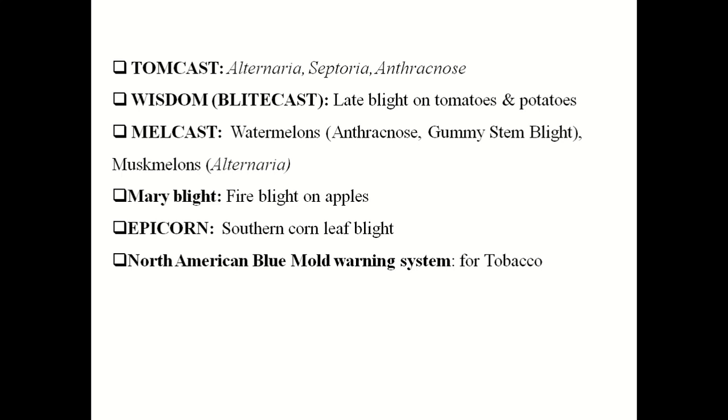MELCAST, for the forecasting of disease in the cucurbitaceous crops, watermelon and muskmelon, that include anthracnose, gummy stem blight and Alternaria. MARYBLYT model for the forecasting of fire blight in apple. EPICORN, forecasting of southern corn leaf blight. And one model developed for the tomato crop in North America is the Blue Mold warning system. So these are the various simulation models available worldwide for the forecasting of many plant diseases.